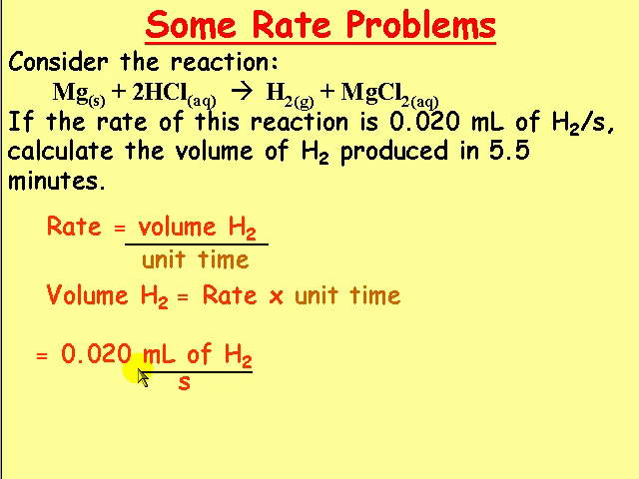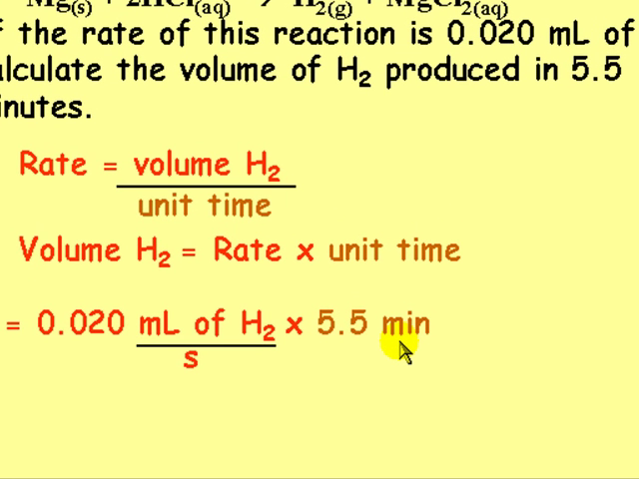The rate's 0.02 milliliters of hydrogen per second, and we times that by the time, which is 5.5 minutes. But you can see, in order to make our units work out, we have to change minutes into seconds. So we multiply by seconds over minutes. And as you know, 1 minute is 60 seconds. Now we can cancel out the seconds and the minutes, and the unit we'll be left with is milliliters of hydrogen, which is what we want.